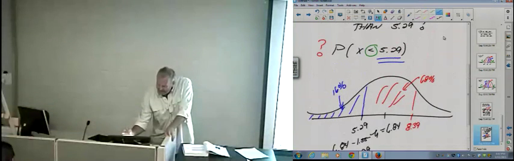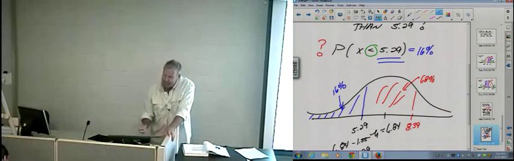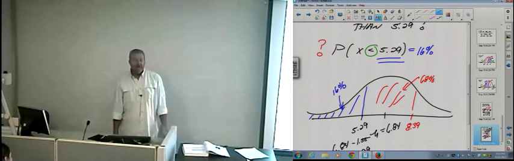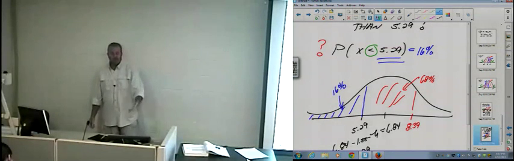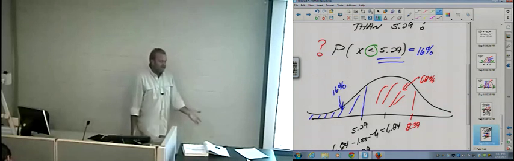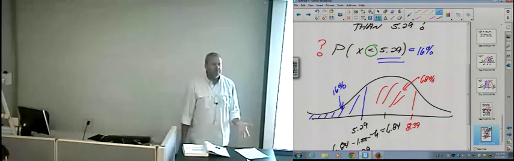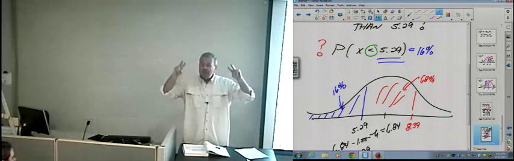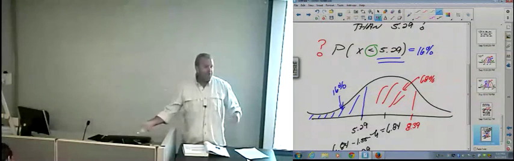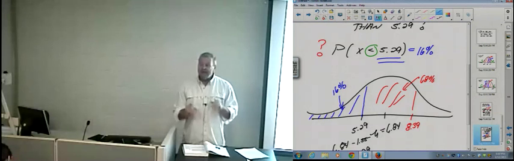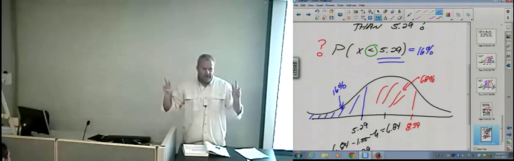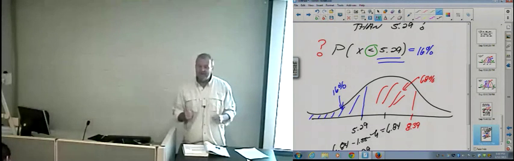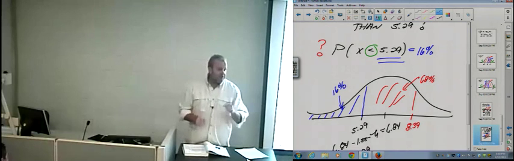I always like to come back and write my answer. My answer is 16%. 16% of those test scores, those Iowa test scores, are less than 5.29. Now, here's the warning. If you are 1 away, 2 away, or 3 away, we can answer these kinds of questions. If you are not 1 away, 2 away, or 3 away, we got to come up with a different method. That's going to be Tuesday.